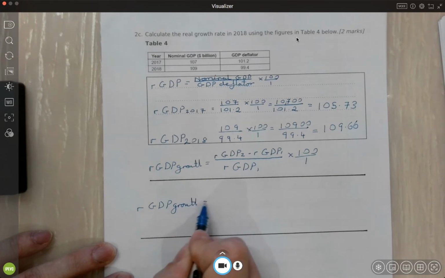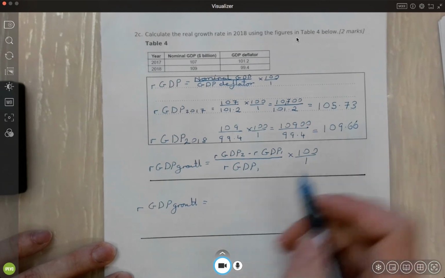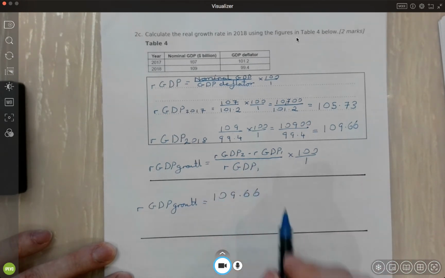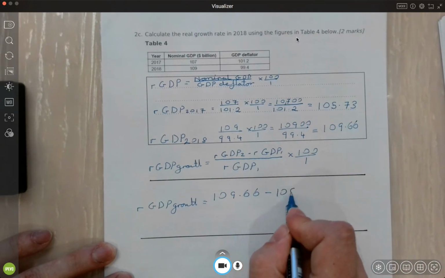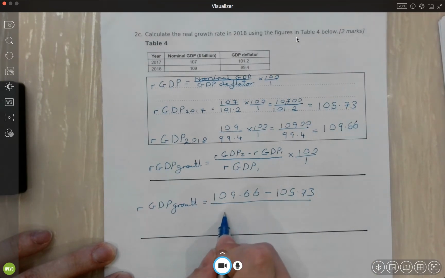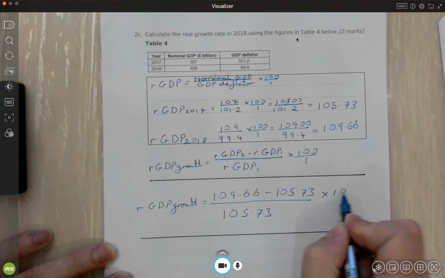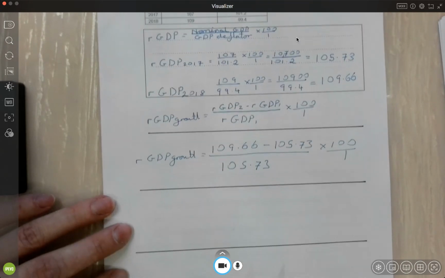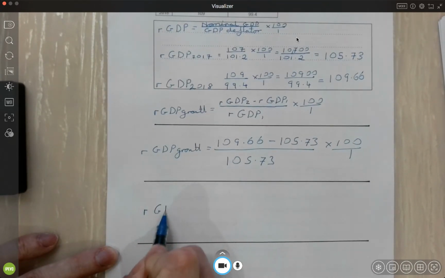Equals, well, what's real GDP in the second period? Well, that's back up here at 109.66, so it's 109.66 minus the first period, which is 105.73, and that's all over the first period, which is 105.73, and that's multiplied by 100 over 1. Well, if I take this from this, I'm just going to make sure you can see what I'm writing here, and you can now.